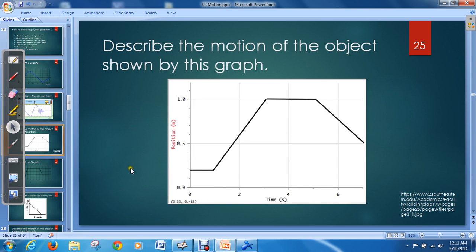So try this one on your own, on your paper. Describe the motion of an object shown by this graph. Look at this position time graph. Describe to me what the object would be doing.